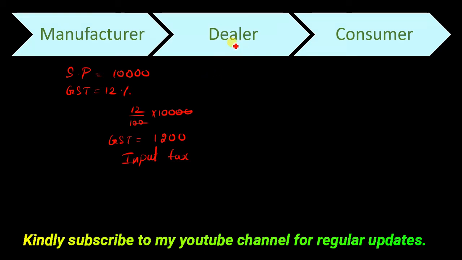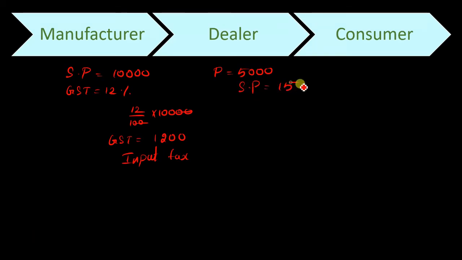And when the dealer is selling the same good to a consumer, he will not sell at the same price, definitely he needs some profit. So he will mark up the price; if the profit is equal to 5,000 rupees, his selling price will be equal to 15,000 and he charges the same rate. So the tax paid by the consumer to the dealer is 12 by 100 into 15,000, which will be equal to 1,800. So this will be the output tax.